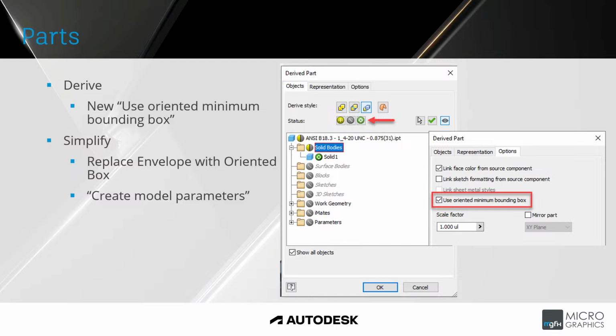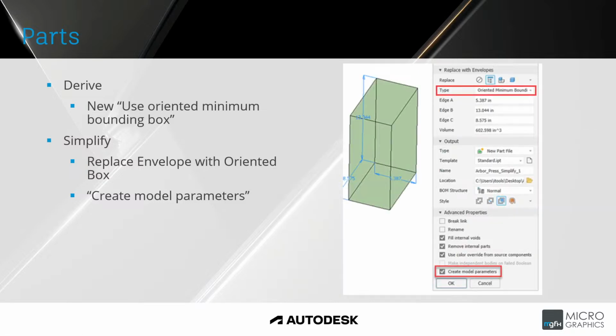And this is also brought through to the simplify process as well. So when you're in an assembly and you want to simplify that assembly down, when replacing envelopes, you can now choose to replace envelopes with oriented bounding box, and so that will create an oriented bounding box around the component.